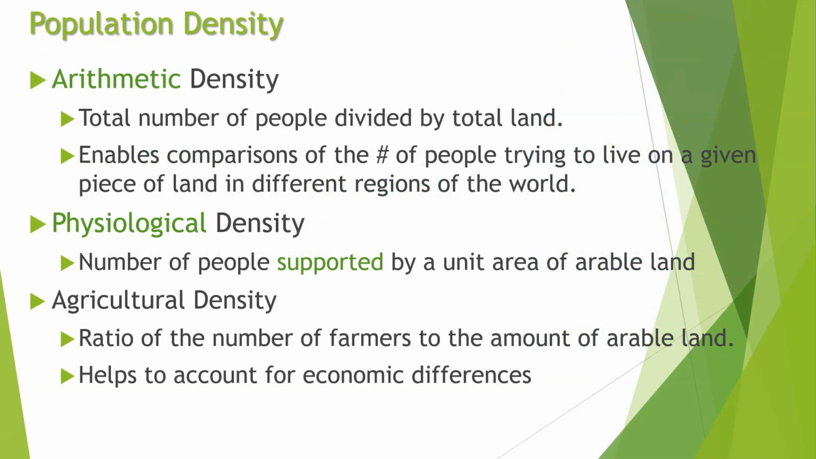Population density, there are three types that we look at. The first is arithmetic density, and that's just going to be the total number of people divided by a unit of measurement of the land. So it enables a comparison of the number of people trying to live in a given space in different regions of the world. So again, just pure and simple number of people divided by the total land.